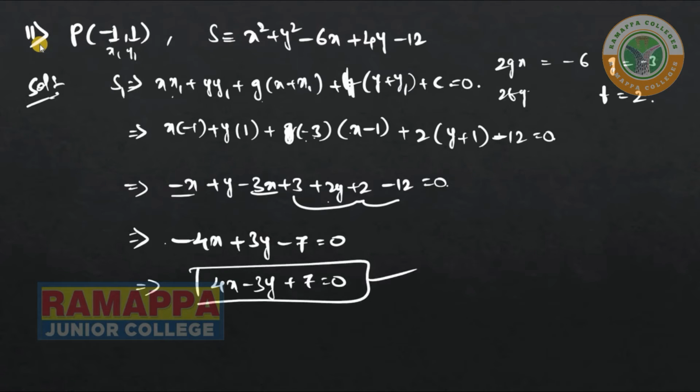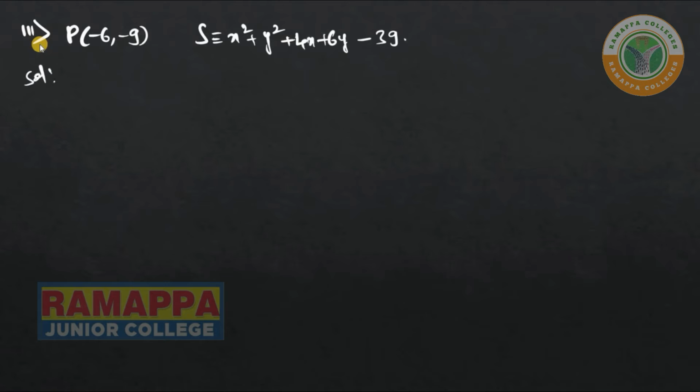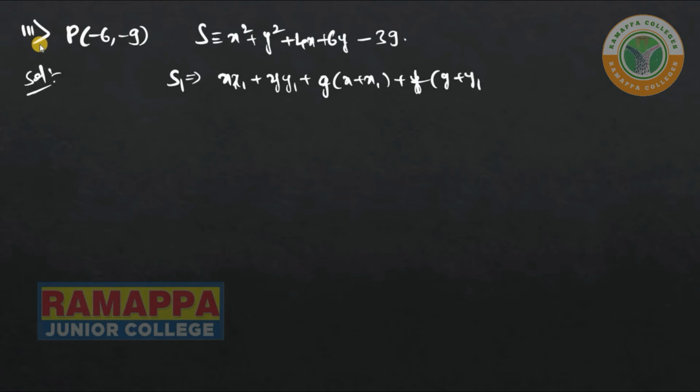Now move to the next question, the third one. Here the third question solution, the same type of formula we have to take. S1 is equal to 0 means x into x1 plus y into y1 plus 2g into x plus x1 plus f into y plus y1 plus c is equal to 0. Here we have to find the g value and f value. So g is equal to 2 and f is equal to 3, from these two things.